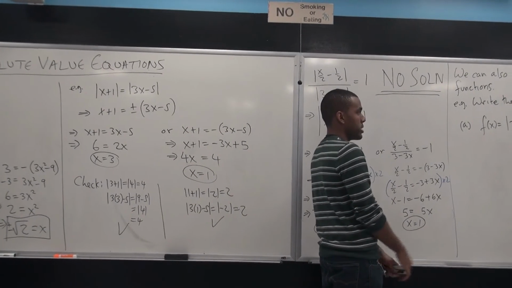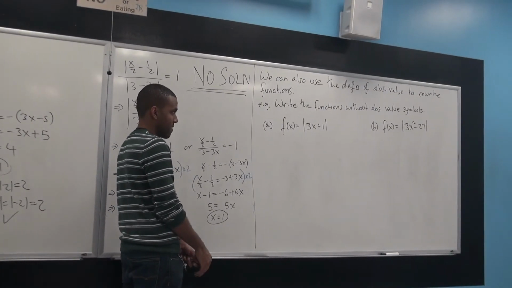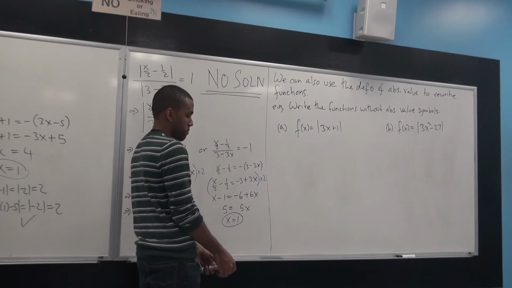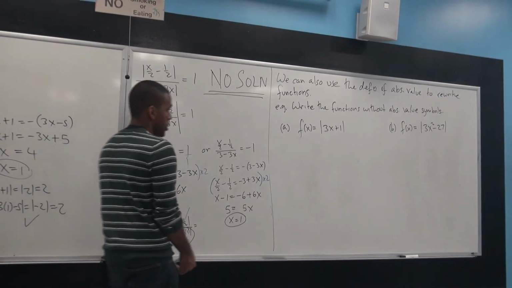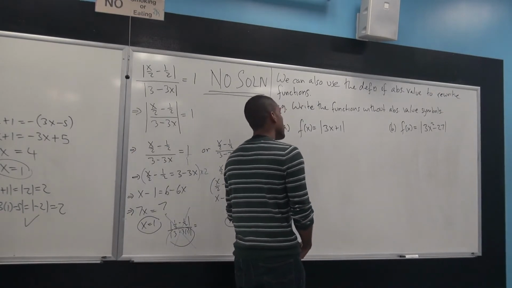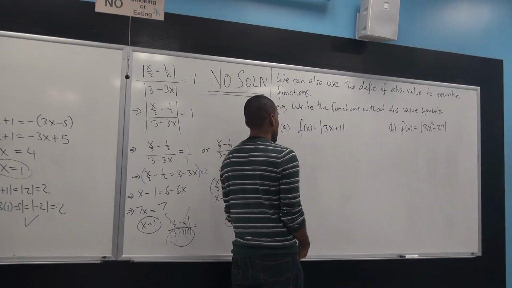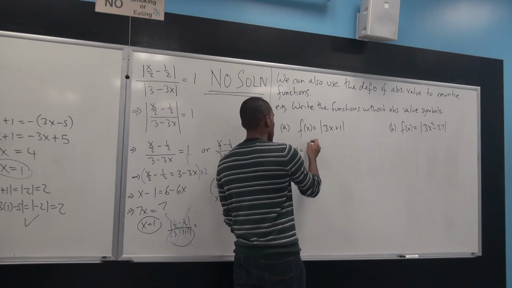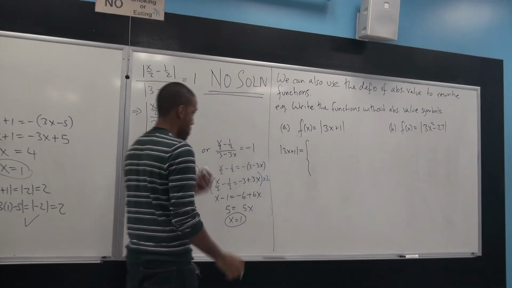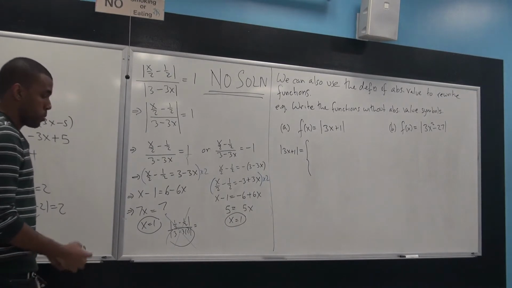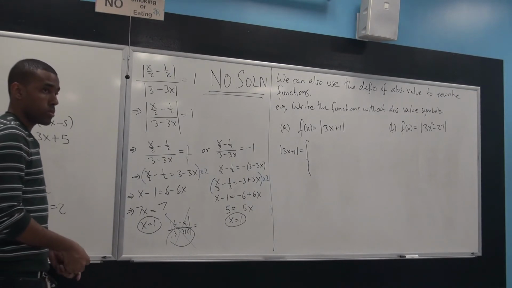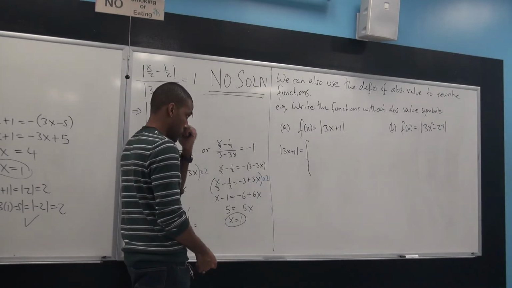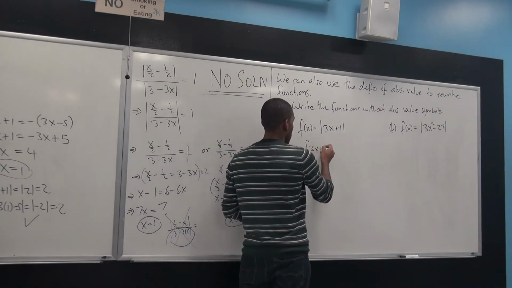Write the functions without absolute value signs. How do you think we do it? Well, let me do the first one and then you can see the second one. So remember, if I have absolute value 3x plus 1, what is that equal to according to the definition? What are the possibilities here? 3x plus 1 is one possible value.